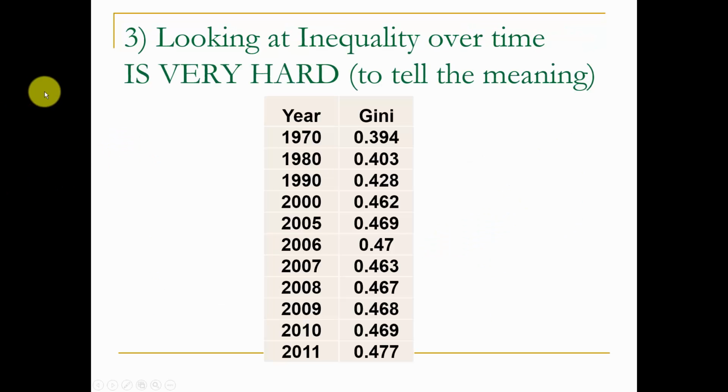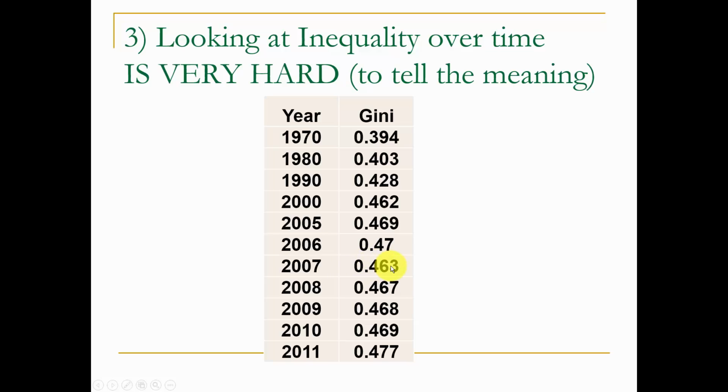A third problem that I see with looking at income inequality and trying to track what happens over time, because this is something that comes up in the news and a lot of pundits discuss this on television, complaining that income inequality is getting worse and worse, especially in the United States. And if you look at the Gini coefficient in 1970, it was about 0.394, and it has indeed gotten larger over time, at least until 2007.